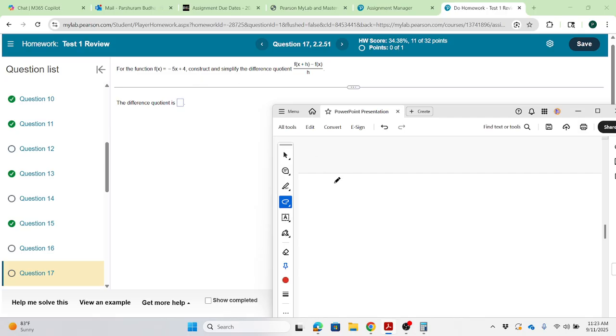So first of all, copy your function, which in this case is f of x. f of x is negative 5x plus 4, and then find the difference between f of x and f of x plus h. So you need to find f of x plus h first. Using this formula, it would be negative 5 times, replace this x by x plus h. That's the meaning of finding the value at x plus h. Distribute this negative 5. It will be negative 5x minus 5h plus 4.